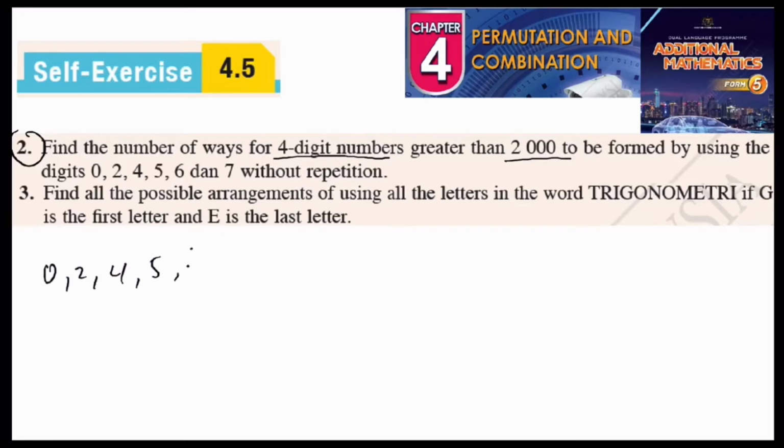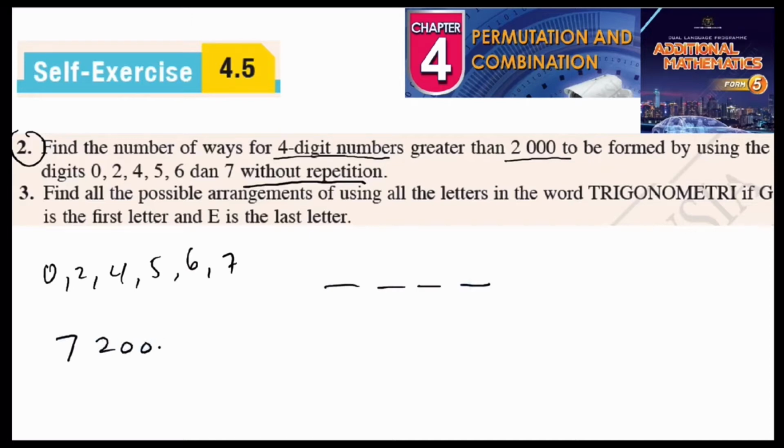So the first step is we identify the condition. Then only we list out all the digits. We have 0, 2, 4, 5, 6, 7. Now we need to make sure it's a 4-digit number. So based on the 4-digit number, we are going to draw 4 lines. The line is showing that we are going to fill up with a digit. So we draw 4 spaces, 4 lines, to fill up with digits in order to form the number.